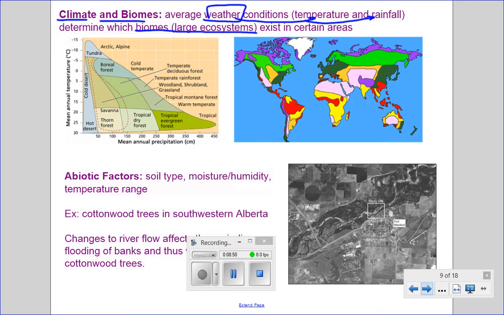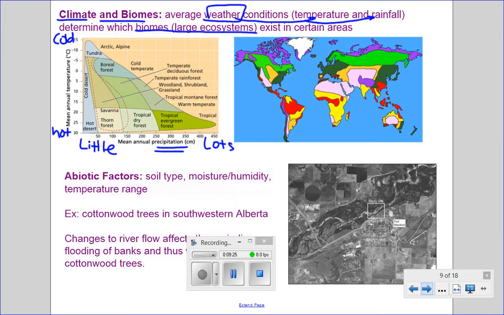So on the left, you have a nice little picture that illustrates different types of biomes that exist. And again, this is not my main objective for you to memorize this. That's not the goal of this unit. What I do want you to recognize is that on this graph, the bottom is precipitation. There's lots, there's little. On this graph, on the y-axis is temperature. This is hot. This is cold.